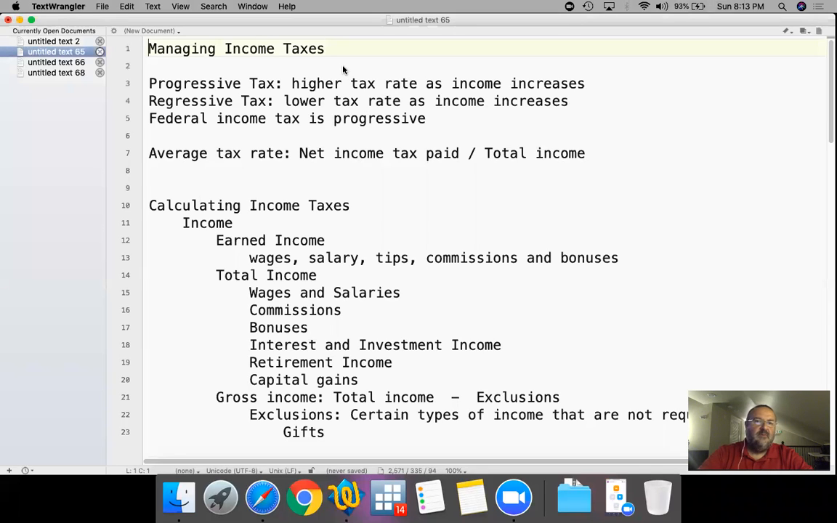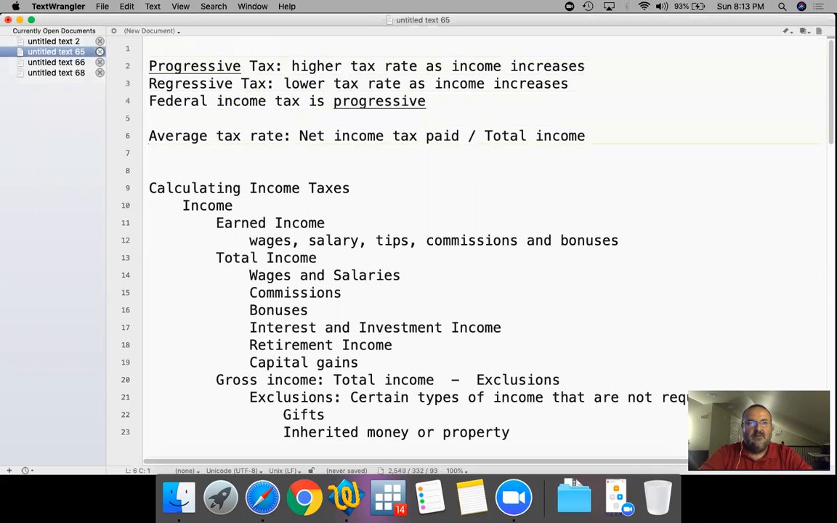So this video is about managing our income taxes, and it's actually very straightforward. It basically just goes through how we calculate our income taxes. There are two types of tax regimes all around the world. The first one is called progressive tax, where your tax rate increases as your income increases. US federal income tax is progressive.